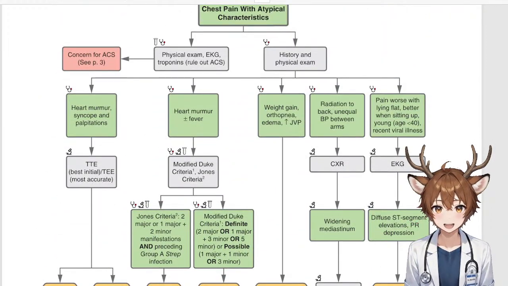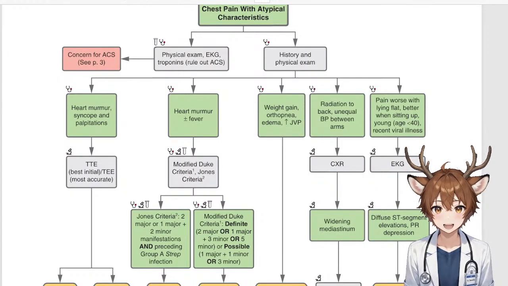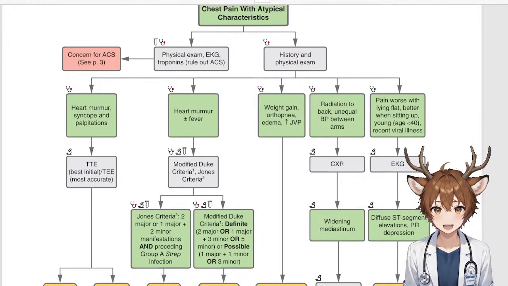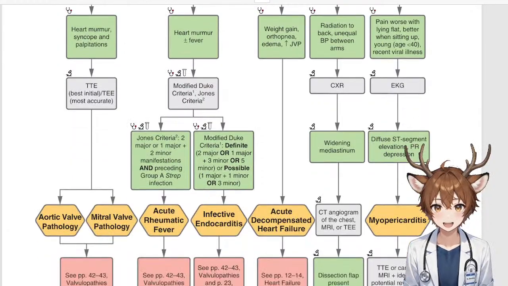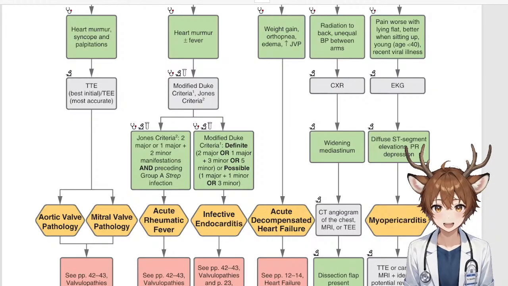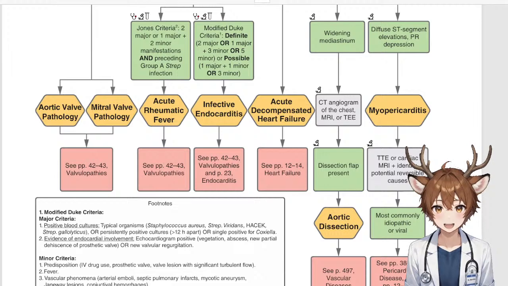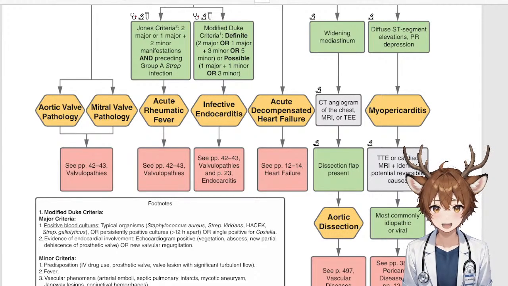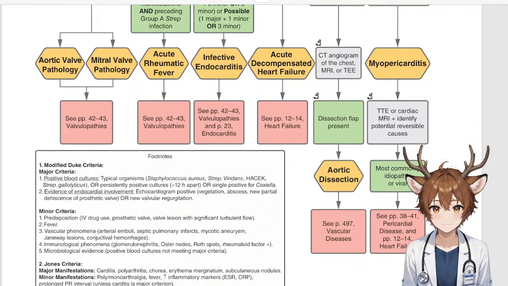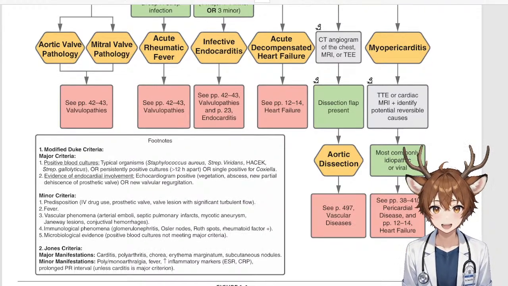What about this? Pain is worse with lying flat, better when sitting up. Young, age less than 40, recent viral illness. Okay, let's hear about it. Do an EKG, you see diffuse ST segment elevations, PR depression. What do we think? Myopericarditis. So you have a transthoracic echocardiogram or cardiac MRI, plus identify potential reversible causes, most commonly idiopathic or viral. See pages 38 through 41, pericardial disease, and pages 12 to 14, heart failure.